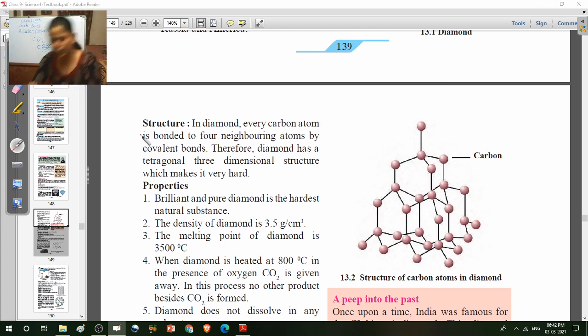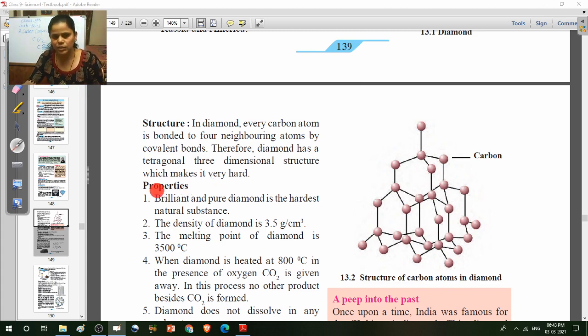So here, again I repeat it. What is the structure of diamond? In a diamond, every carbon atom, here the valency of the carbon is 4. That means in the outermost shell of the carbon, there are 4 electrons. So every carbon atom is bonded with 4 other carbon atoms. Again this carbon atom is bonded with 4 other carbon atoms, that means 1, 2, 3 and 4. Every carbon atom is bonded with the 4 other carbon atoms and forms the tetrahedral 3-dimensional structure. That's okay, and that's why the diamond is very hard.